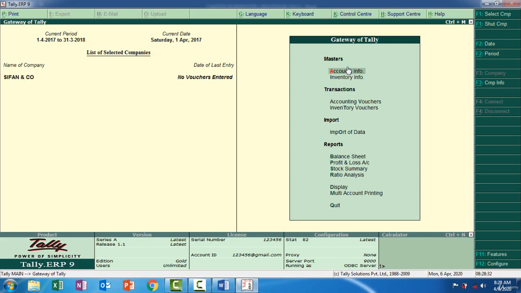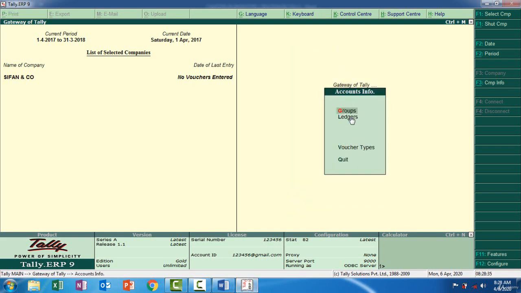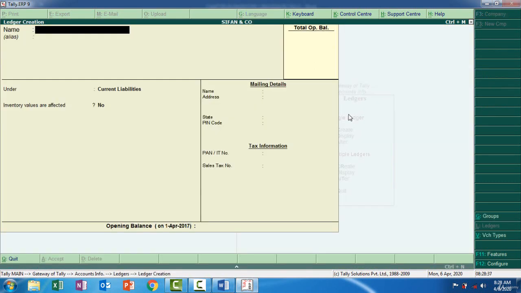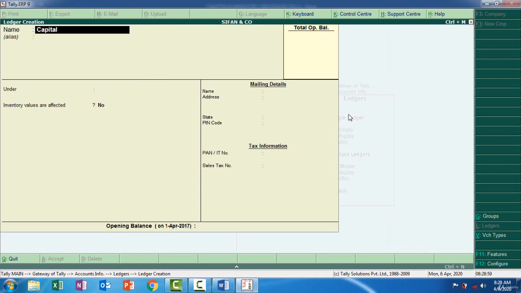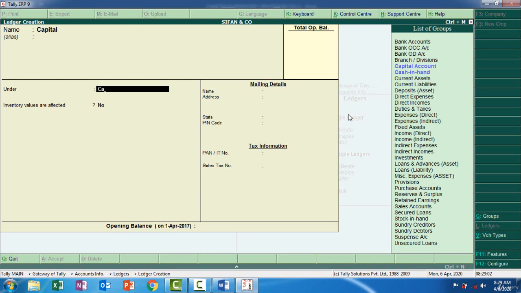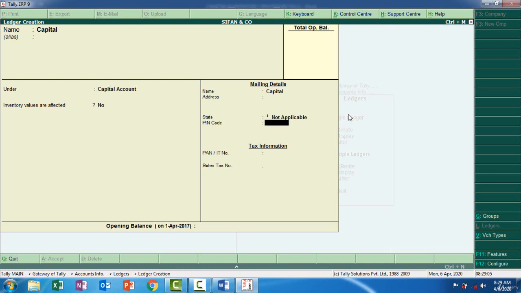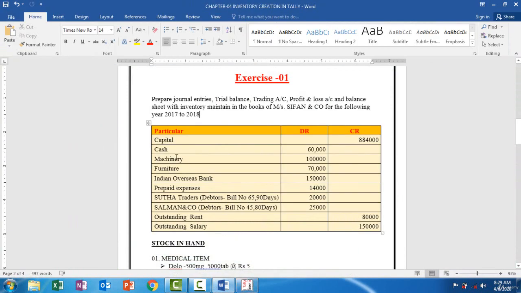To enter the opening balance, go to accounts info and ledger. Under the ledger, create a single ledger. I'm going to type capital. Under the capital, we have to choose the capital account. Capital account, capital, and then the amount is 884,000. I'm going to enter 884,000.